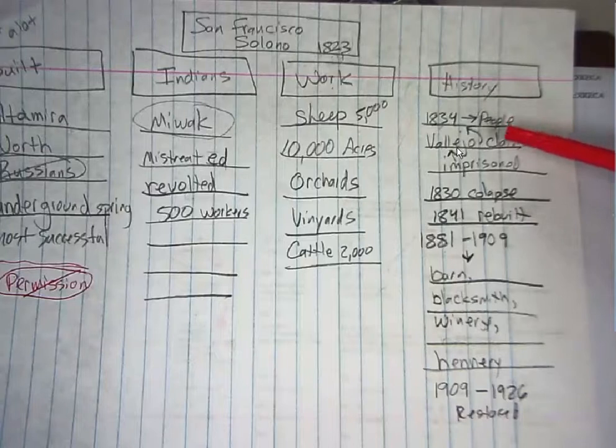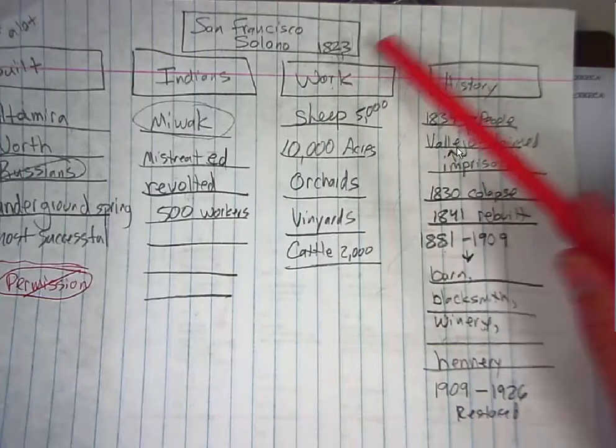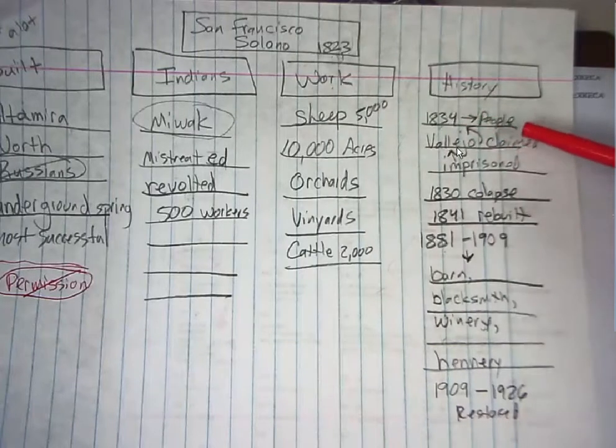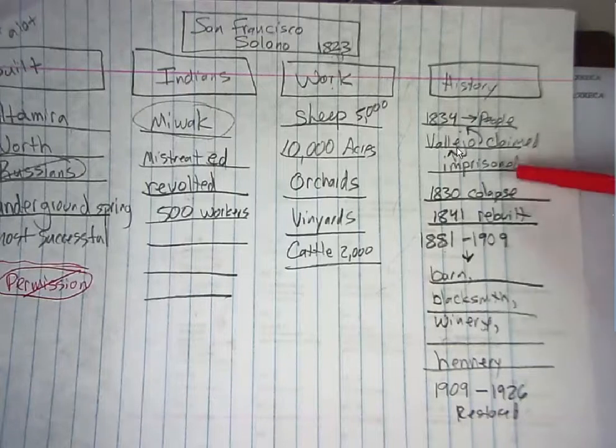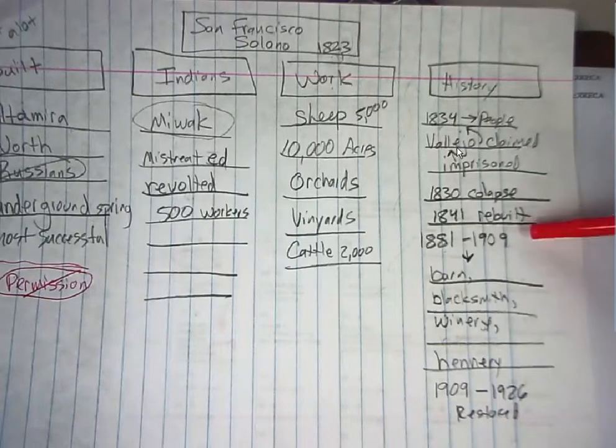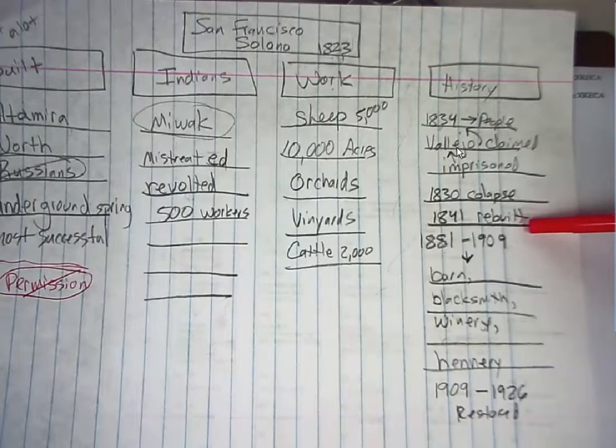Okay, it was built in 1830. It was built in 1823, but in 1834, it was turned over to the people. Mr. Vallejo, during that time, claimed the mission as his own and kind of made it his own personal property. And when he did that, he imprisoned a lot of the Indians. And when the United States decided to colonize the area in 1830, they ended up throwing Vallejo in jail, and the mission actually collapsed in 1830, and they rebuilt it again in 1841.